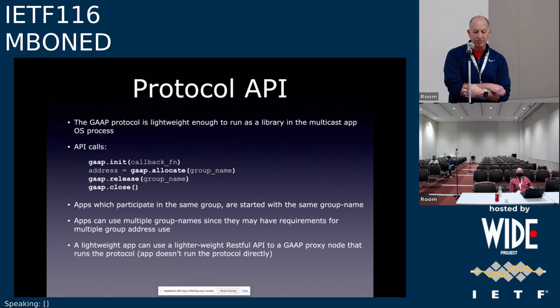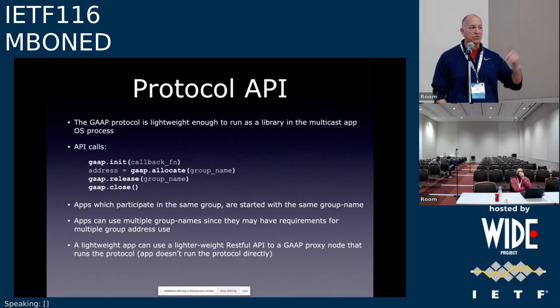Apps which participate in the same group are started with the same group name. Apps can use multiple group names since they may have requirements for multiple group address use. And a lightweight app can use a lighter weight RESTful API to a GAP proxy node that runs the protocol. So if you have an IoT device and you don't want to run the protocol there, the GAP allocate call could actually do a RESTful call to do an allocation in another node that's running the GAP protocol. And it could be a standalone node, which we hope it doesn't because it looks centralized then, but it could be another node that's participating in it as well.